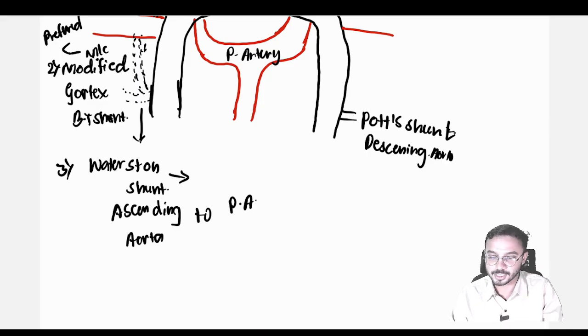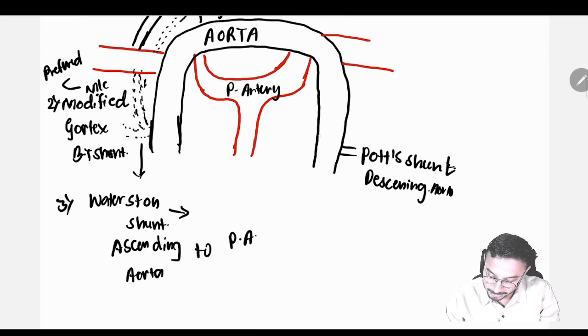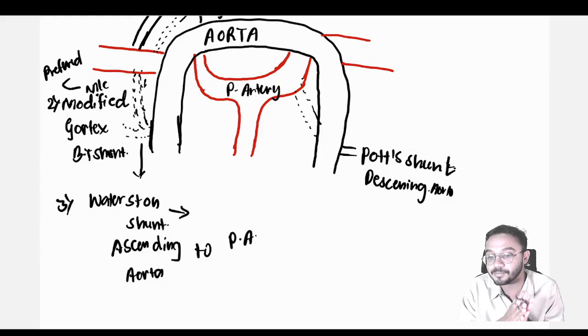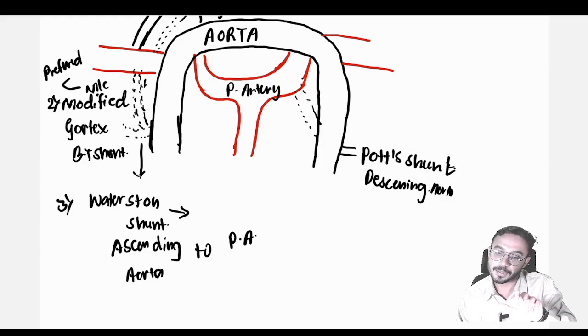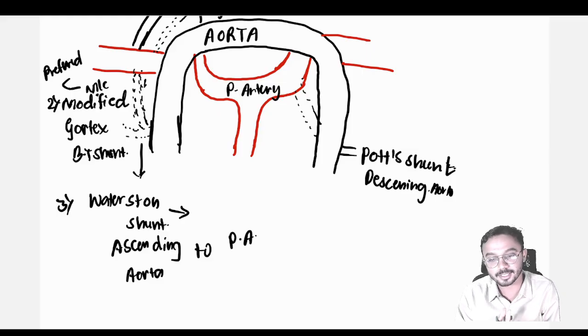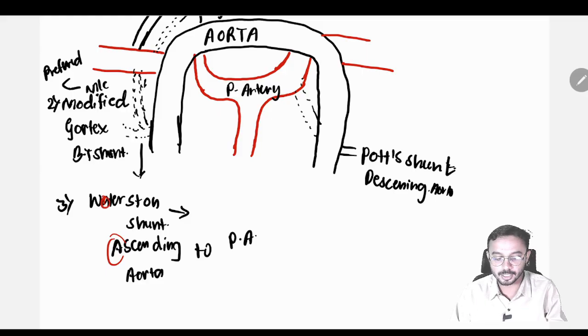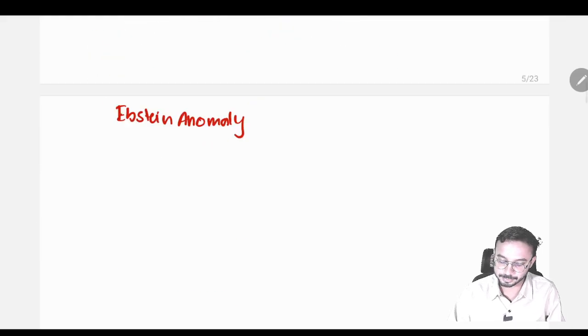And one is Potts shunt. If I connect this descending aorta to the pulmonary artery, that is known as Potts shunt. Okay, these are all types. So remember, BT: subclavian to pulmonary. Modified Gore-Tex: same, subclavian to pulmonary artery, but here I am connecting artificially. And Waterston: if I connect this ascending aorta to the pulmonary artery, that is known as Waterston. Okay, so remember, here also A is there, here also A is there, ascending, and Potts is descending aorta to the pulmonary artery. Okay, this is about TOF.